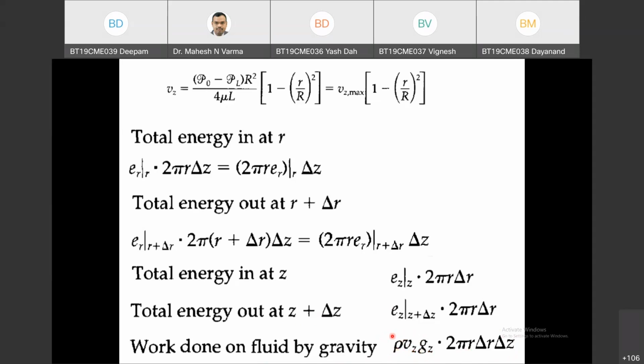Gravity or pressure is there actually. Here pressure variation is also involved, and some work is also done. So that will be rho into Vz into Gz into twice pi R delta Z volume. This will be the work done on the fluid by gravity. Is this clear to everybody?